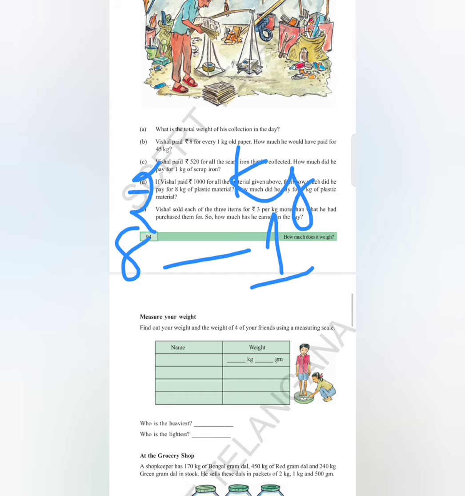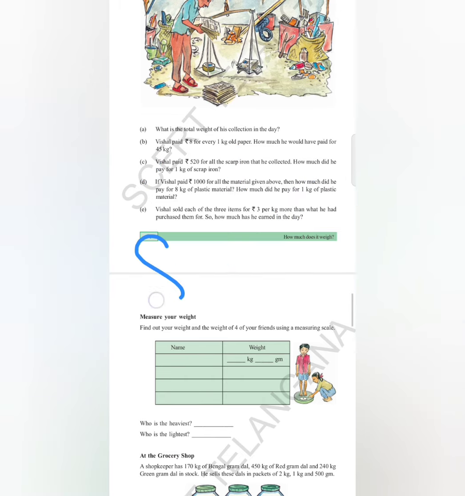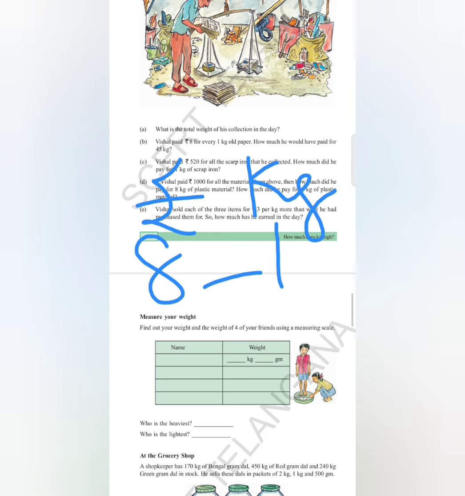ओके विशाल जो है 8 रुपीज़ दे रहे 1 kg ओल्ड न्यूज़पेपर के लिए. 1 kg पेपर ले रहे तो 8 रुपीज़ पे कर रहे. एंड हाउ मच ही वुड हैव पेड फॉर 45 kg. अगर वही 45 kg, सॉरी, फॉर 1 kg 8 रुपीज़ इज़ पेड. नाउ 45 kg अगर ले रहे तो कितना अमाउंट पे कर रहे.